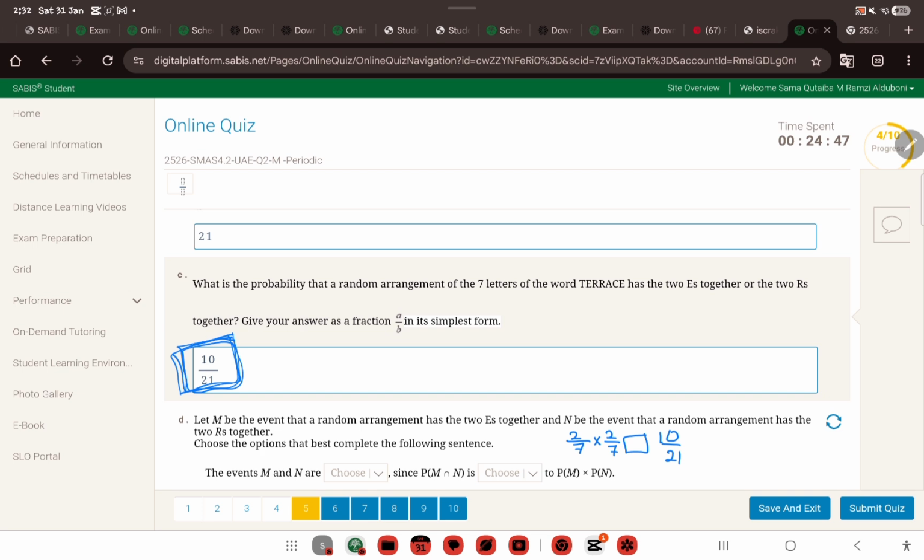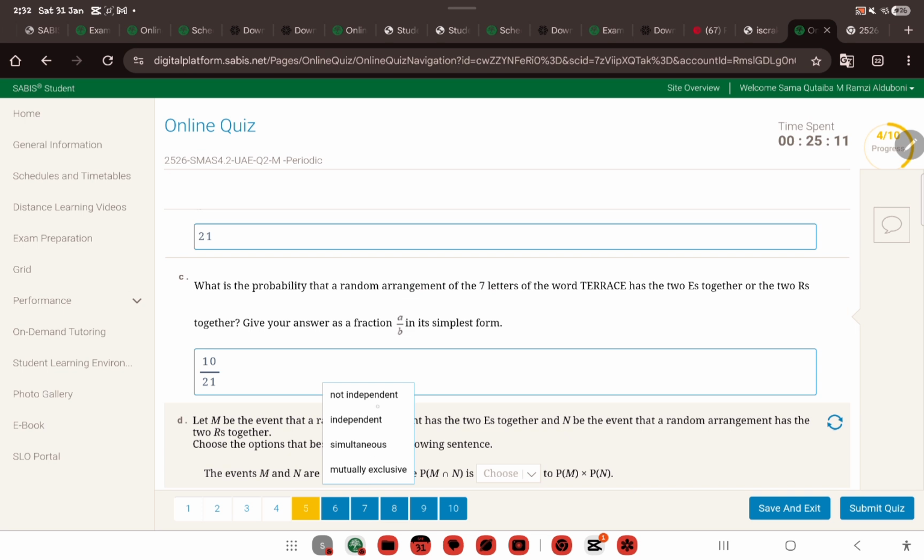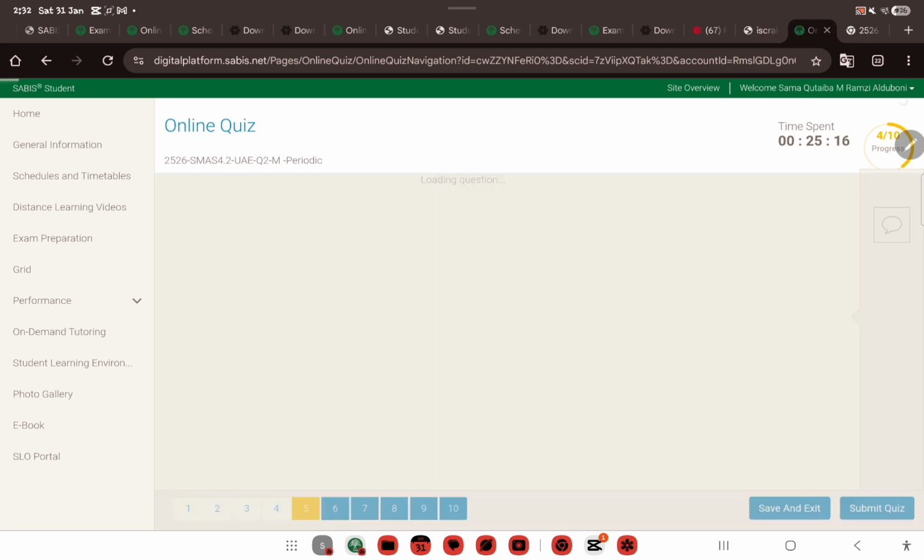So 2 over 7 times 2 over 7, we get 4 over 49, which is not equal to 10 over 21, so they're not independent, because this intersection is not equal to the product of these two probabilities. So they're not independent because this is not equal to that. So question 6.